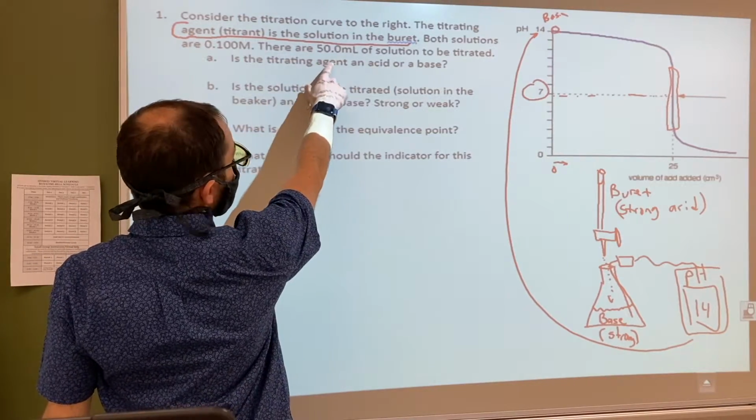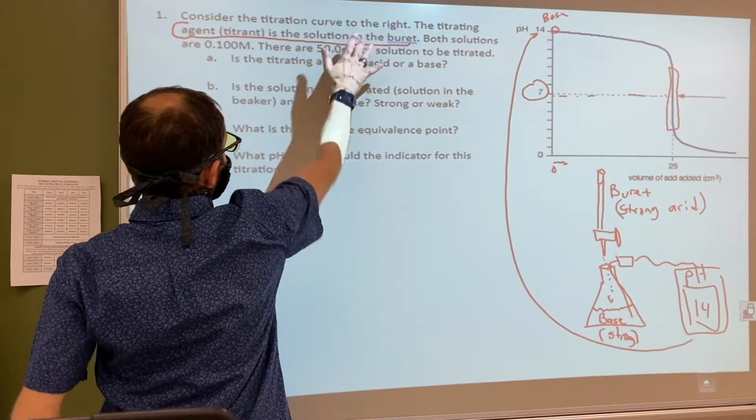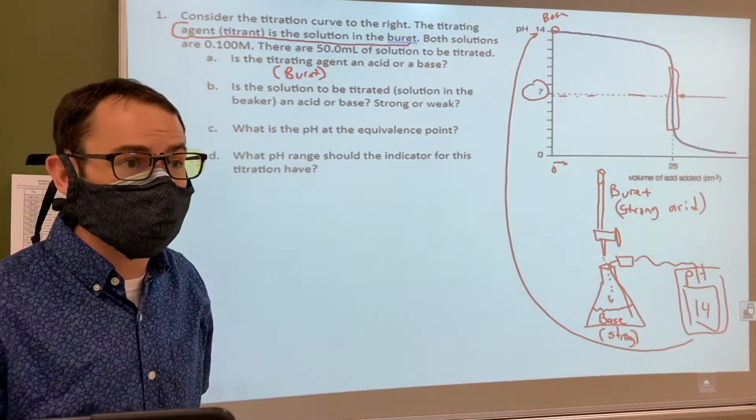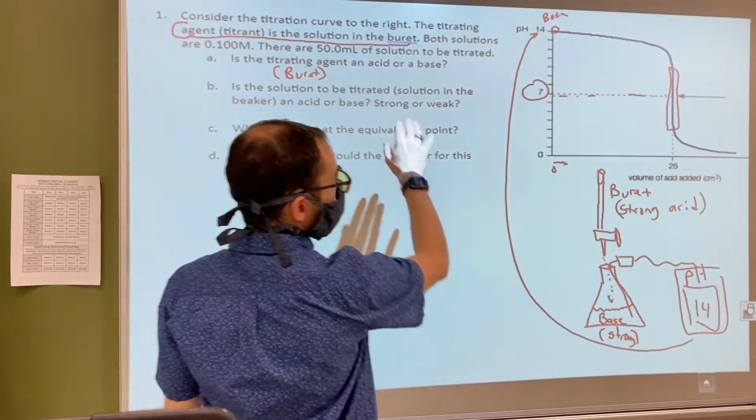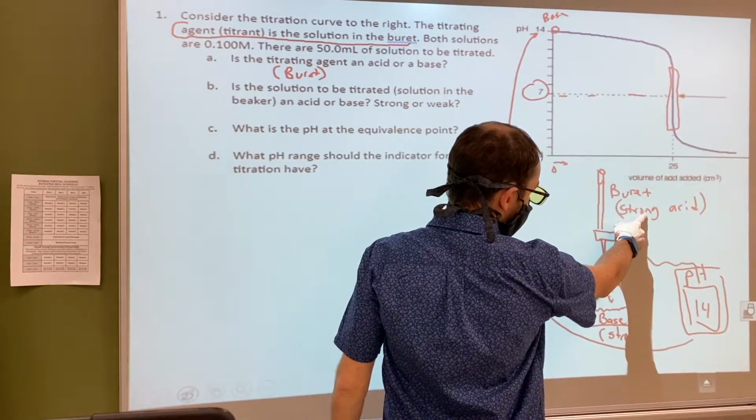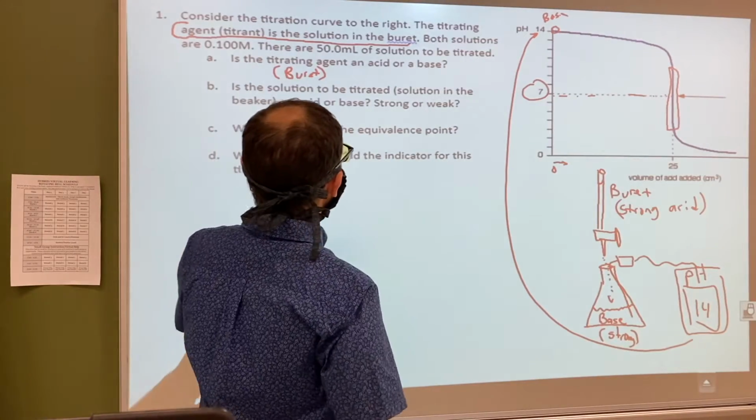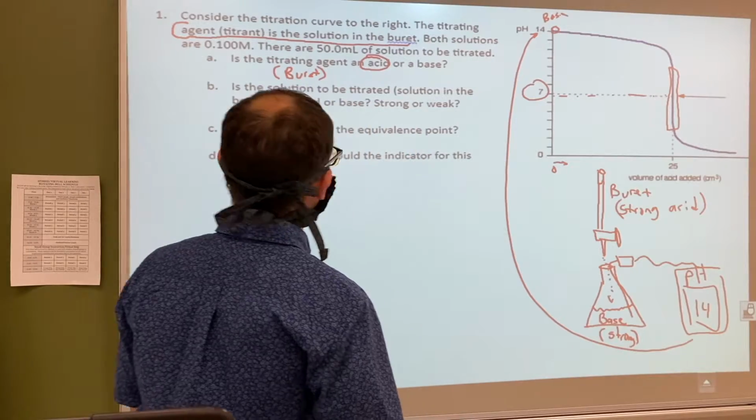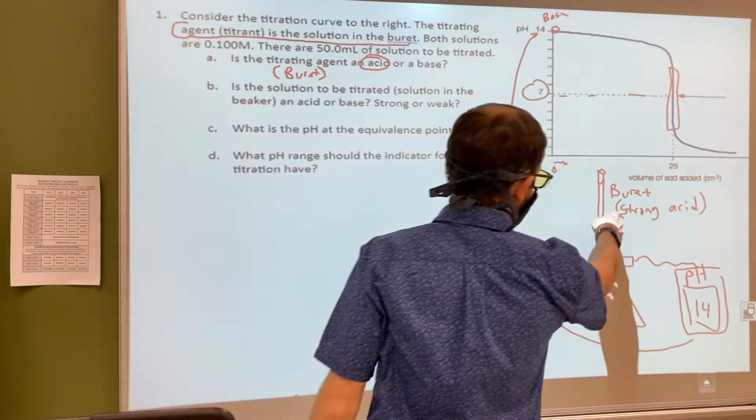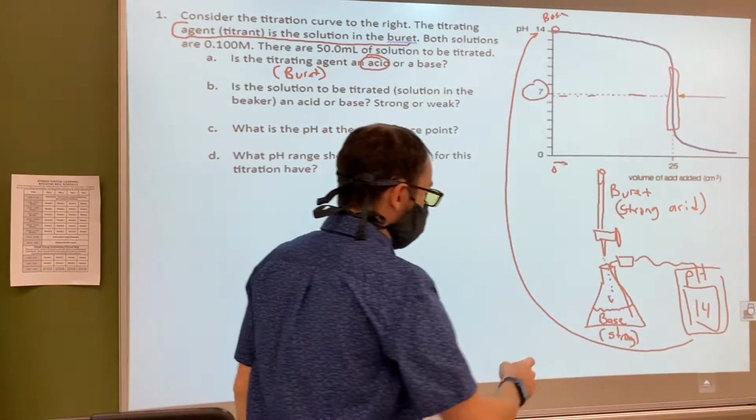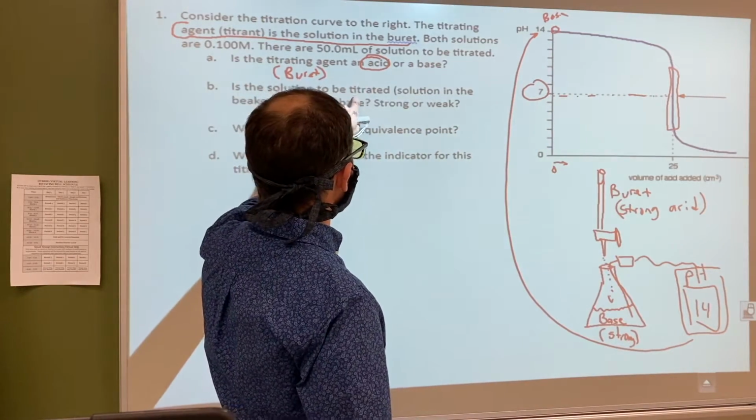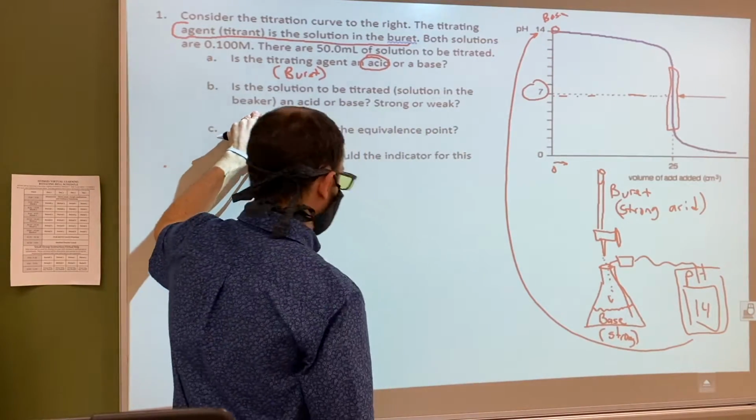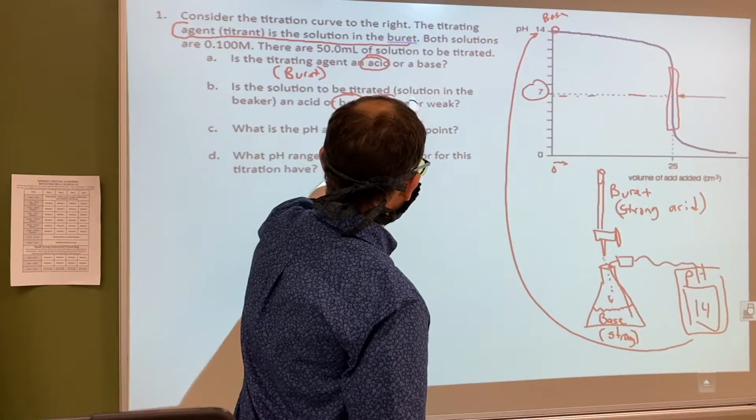So the titrating agent is in the burette. And I'm writing this down just so that I remember where to look. All right, so in the burette, which is this part, we already identified it's the acid. So that's great. Is the titrating agent the acid or is it a base? And we said, all right, it's a strong acid. All right, good. Is the solution to be titrated, the solution in the beaker, an acid or a base? All right, we already identified that it is a base and that it's strong.